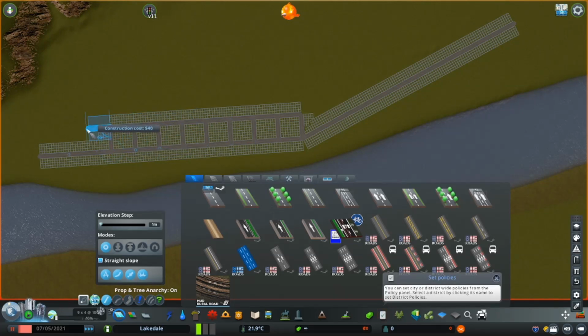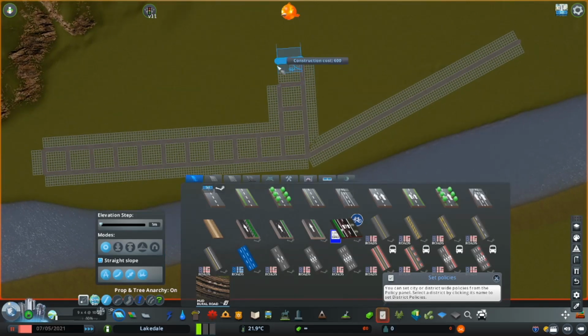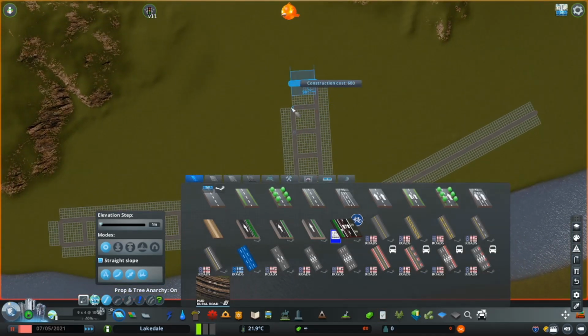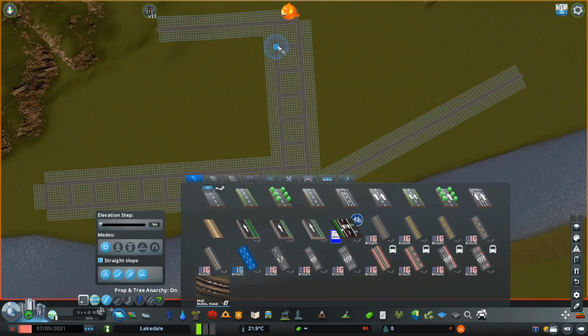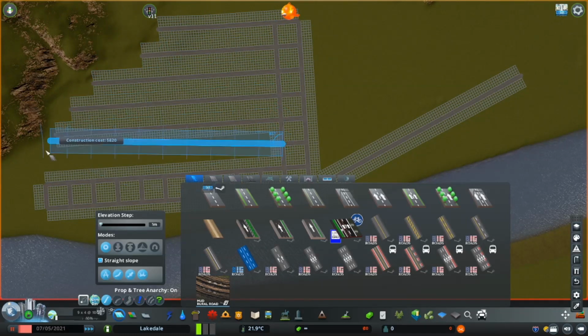So in this tutorial video, I'm going to be talking about how to make realistic looking American road layouts. There are a lot of things to remember, but in this video, I'm going to be talking about the 5 most important things. So let's get started.